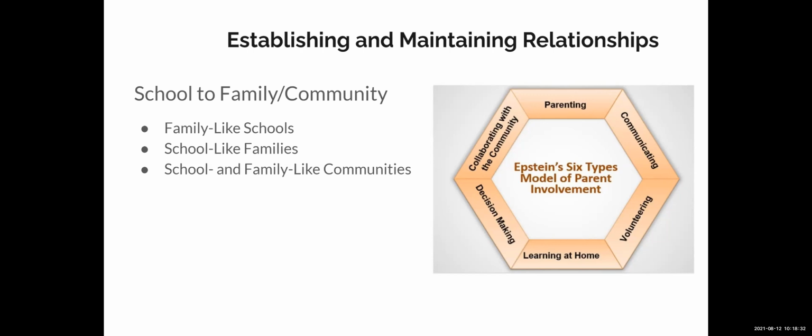Speaking about decisions, how are we involving parents in decision making? So we want to make sure that we're including parents in school decisions, getting their feedback, and also developing parents as leaders and representatives. And then finally, collaborating with the community. So this involvement occurs when community services, resources, and partners are integrated into the educational process to strengthen school programs, family practices, and the student learning environment.